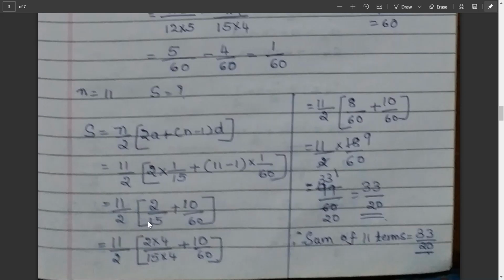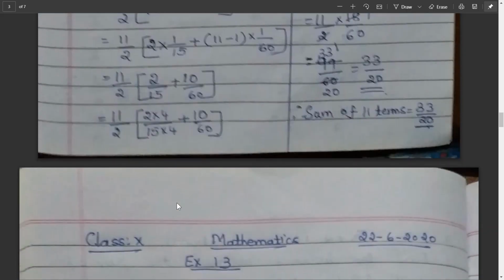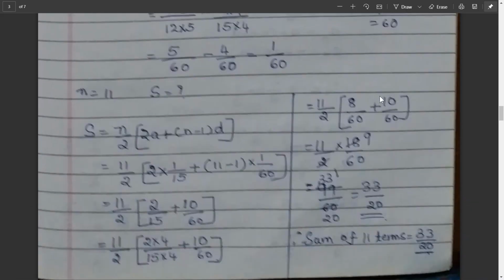Again the denominators are not equal, so again you have to take the LCM. The LCM is 60. To make 60 here, you have to multiply by 4 for both the numerator and the denominator. Denominators will be equalized. And here 11 by 2. First we have to simplify the numbers within the bracket. So after equalizing the denominator, add the numerators. Since the sign is plus, adding the numerators 10 plus 8, 18, 18 by 60.